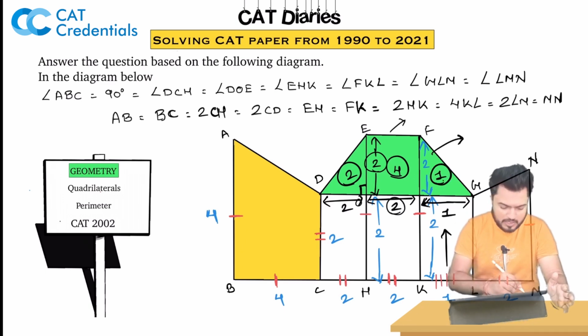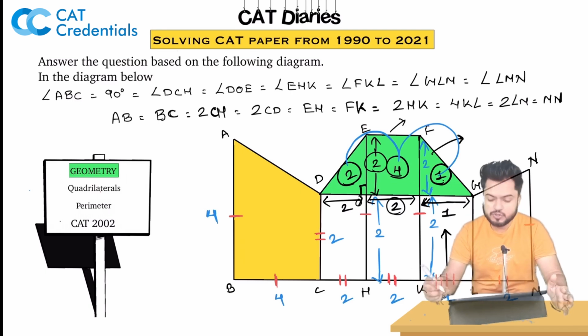So what is the total area that I'm getting here? 2 plus 4 plus 1, that is equal to 7. So the area of this green part is equal to 7, right? That's what I get from this part.